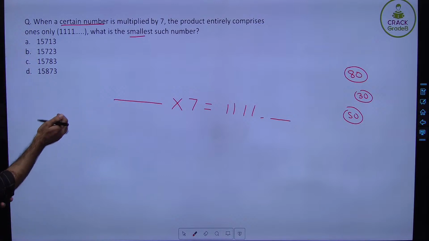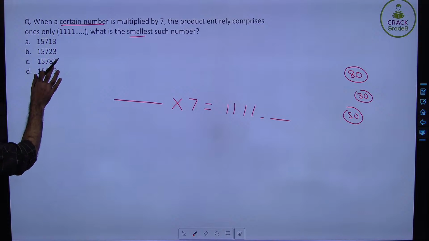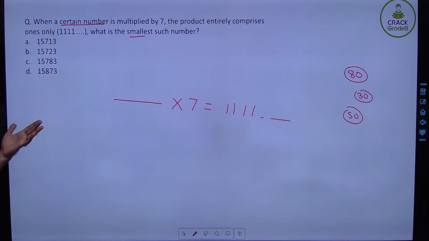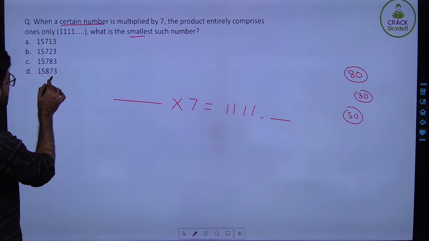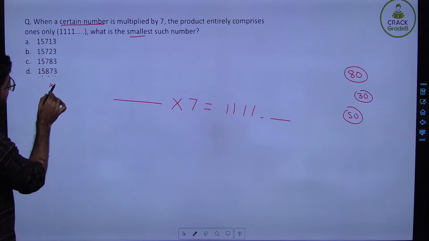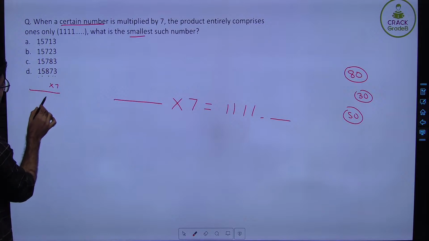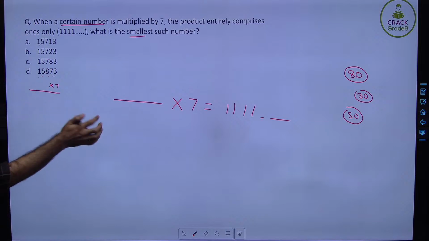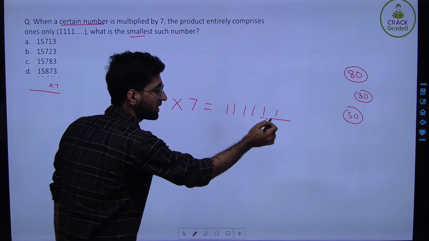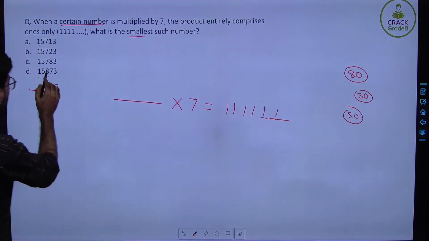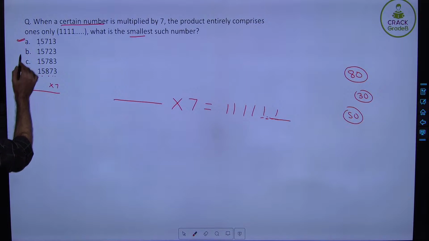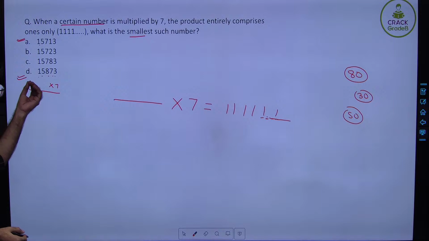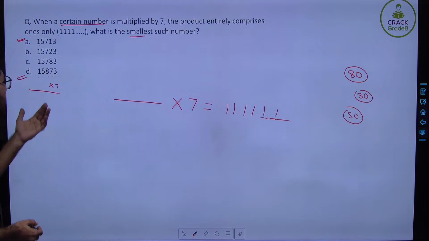Now notice this thing. If you look at all the options, 1, 2, 3, 4, 5, means there are 5 digits in each option. Even if you don't count the number, see, why I am saying 5 digits means it is obvious that if you multiply any number with 7, there are high chances that you will get six 1s. See, but even if you are not able to think that thing, don't worry. Okay, see, few people start multiplying from option A. Obviously, few people start multiplying from option B, right? It all depends on you.